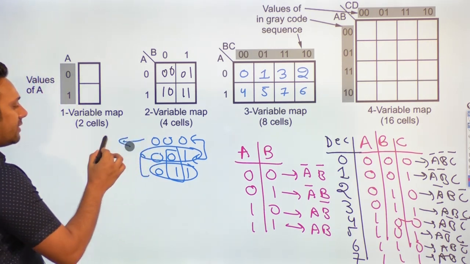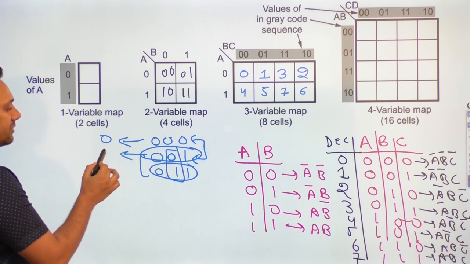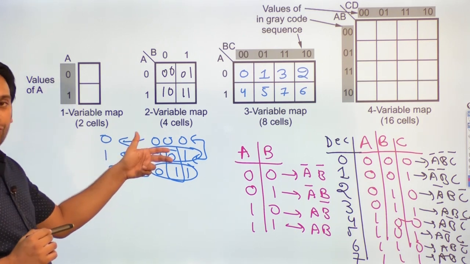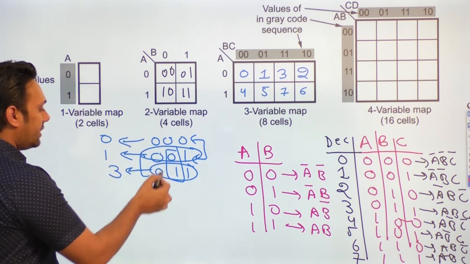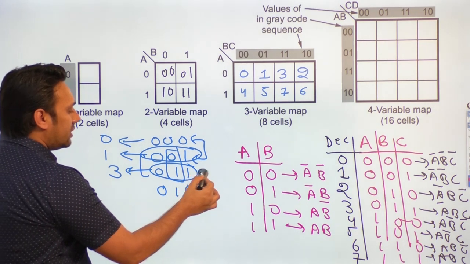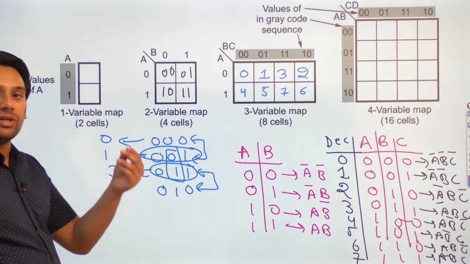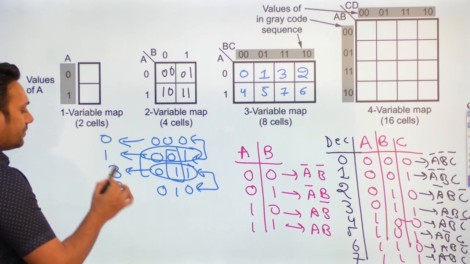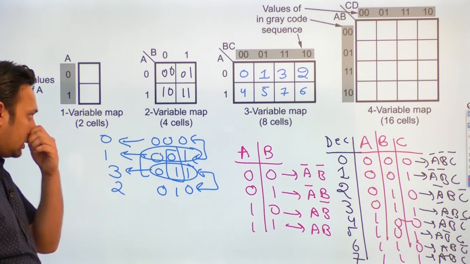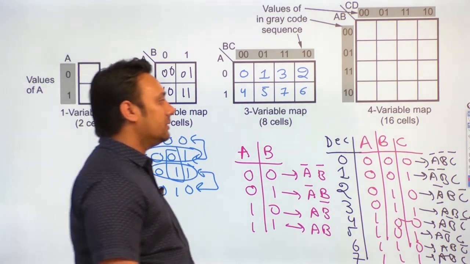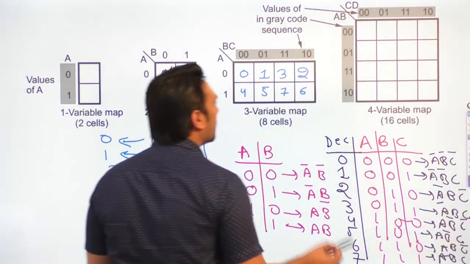This is representing the decimal value 0. This is representing the decimal value 1. This is representing the decimal value 3. There's a change of only 1 bit. In the same way, if I take 010, between this one and this one there's a change of only 1 bit. Sirf ek hi bit ka change hai, and I can write it as 2. Main isko 2 likh sakta hun. In the same way, this entire K-map is organized. Pura K-map jo hai, wo isi principle pe organized hai.